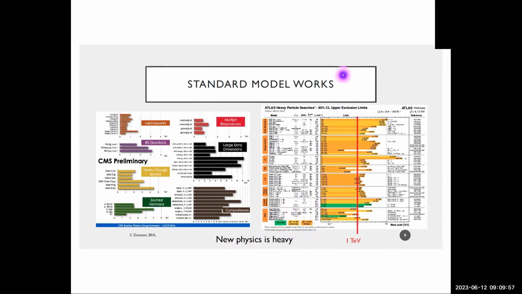Similarly, over here, ATLAS looks for stuff. The ATLAS plot is kind of amusing because you can't actually read any of these things. You have to really stare at this. But what you see here is that here's the TeV scale, and all of this stuff is heavier than the TeV. So what do we know? We know that the standard model works. It predicts all these cross sections. They agree at the percent level. We go out and we look for new stuff, and we don't see any of it.